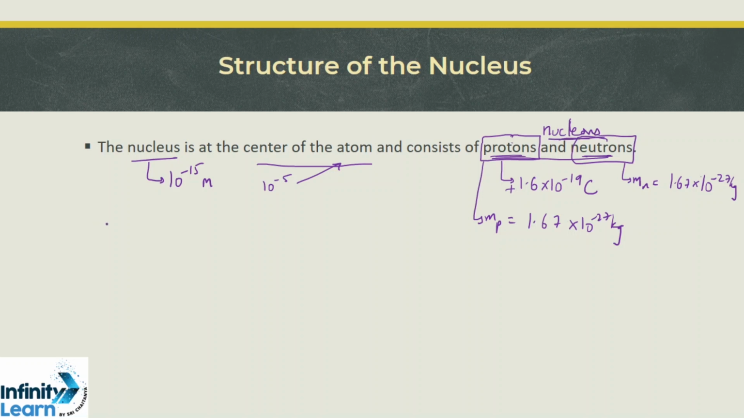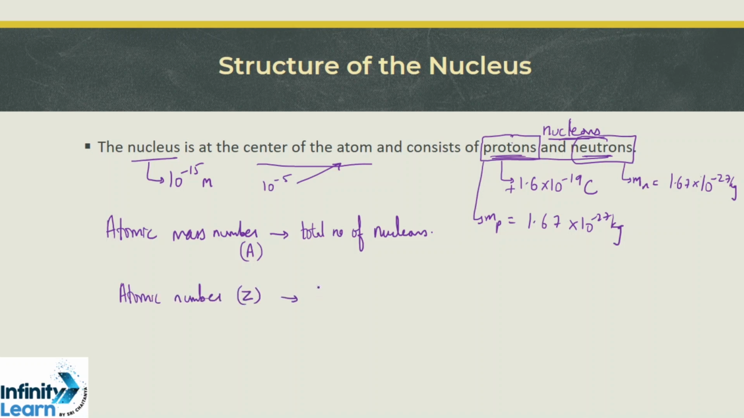And we have something called the atomic mass number, which is nothing but the total number of nucleons. Atomic mass number is denoted by capital letter A. Similarly, we have something called the atomic number, which is denoted by capital Z, and it is nothing but the total number of protons in an atom. Also, it is equal to the total number of electrons in a neutral atom.